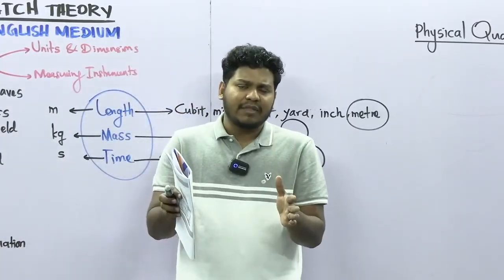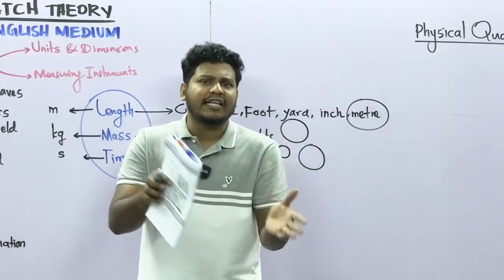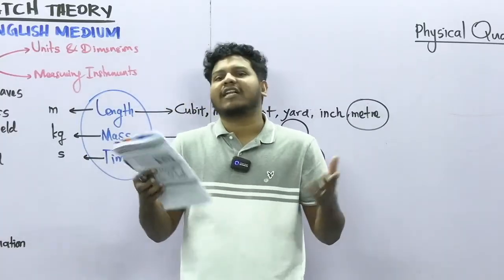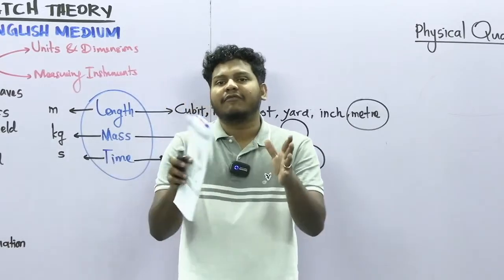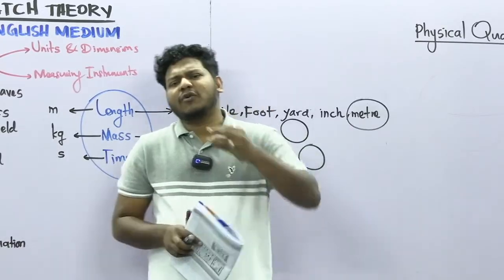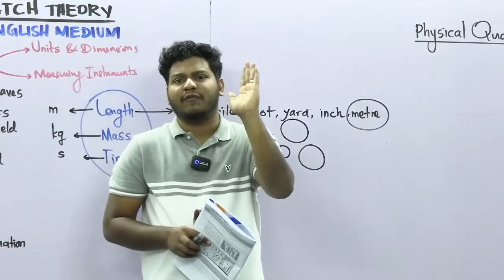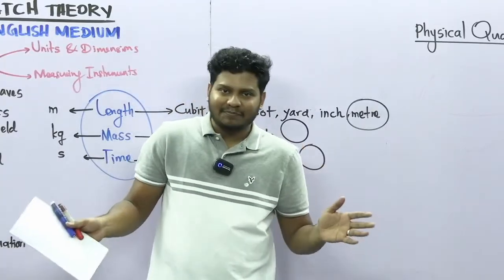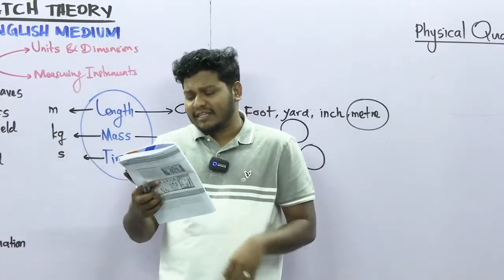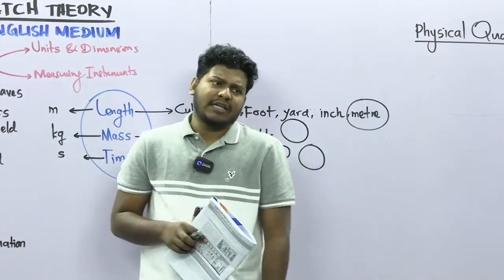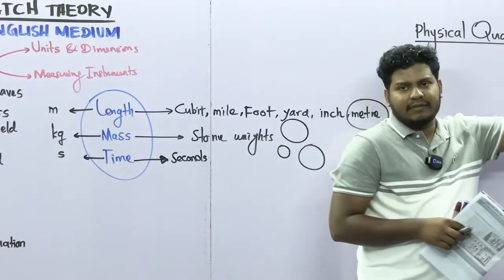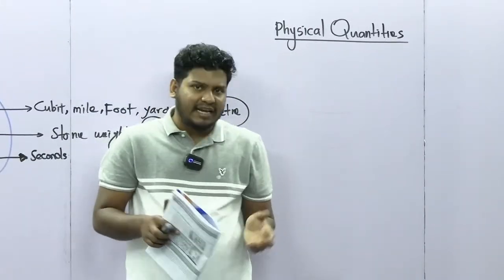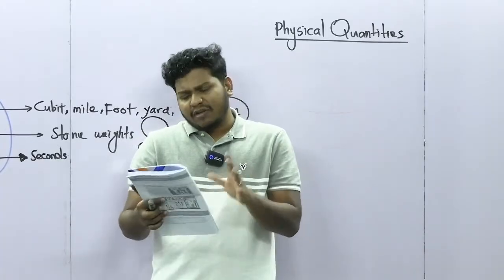The quantities we can measure directly or indirectly are physical quantities, guys. There are hundreds of physical quantities. Okay, right. So this is known as physical quantities. We'll move to the physical quantities later. Before that, I gave you the next note.